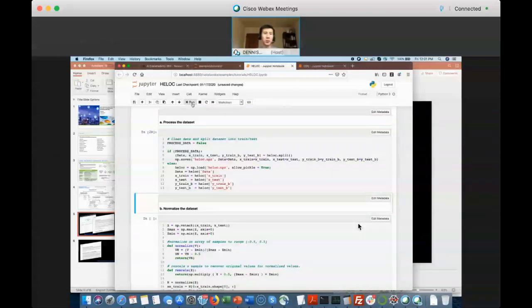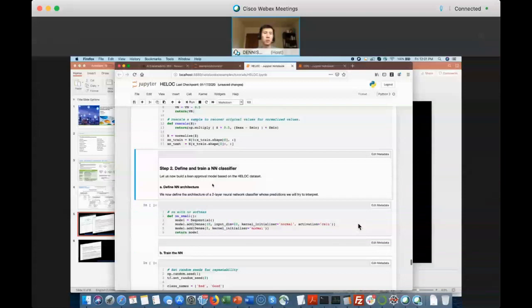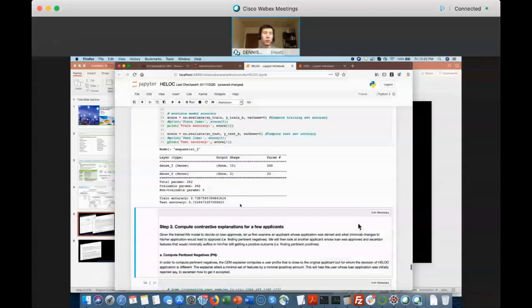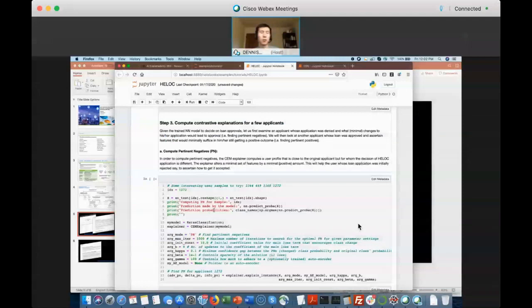Let me just do this so that we have the variables instantiated. This is exactly the same thing that we did for the loan officer. As you see, the test accuracy is still that 72.2%. Okay, now we come to the interesting parts. Now we're going to generate contrastive explanations for two applicants. The first one is one whose application was denied.